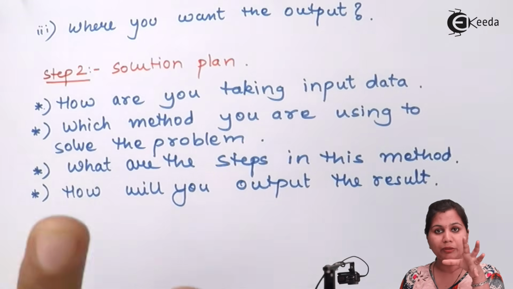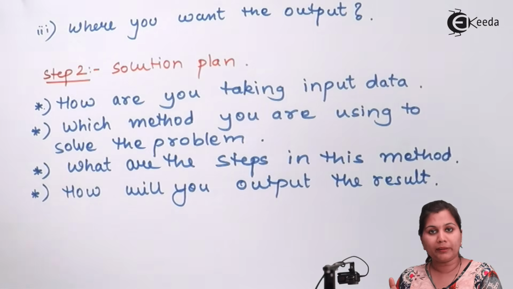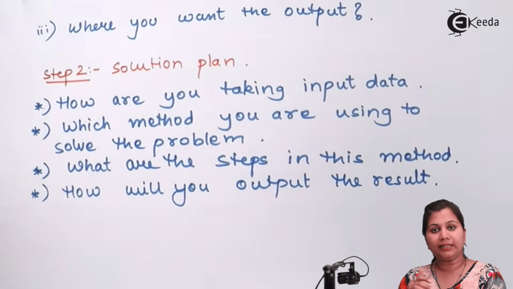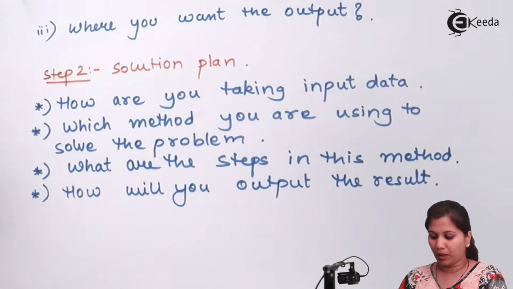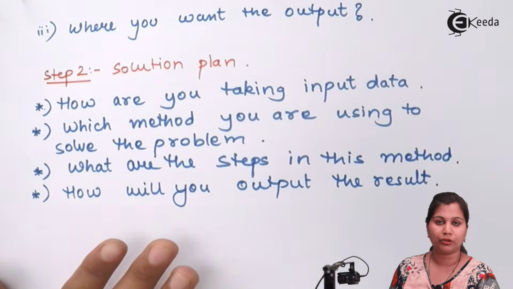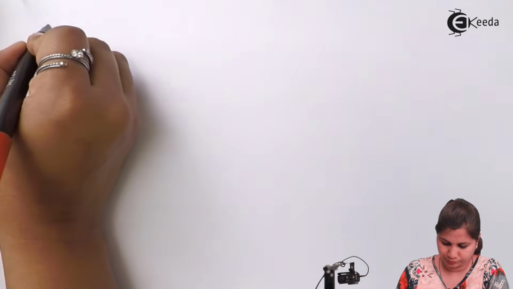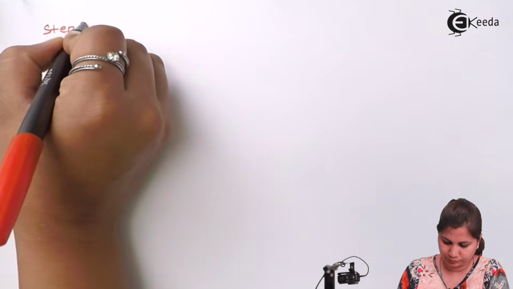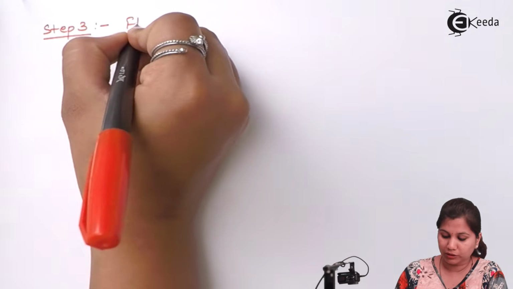So in this step number 2, you are portraying the steps that in this way I am going to solve my problem. Means you are planning how you are solving that program. Okay. Now comes step number 3. In step number 3, you have to draw the flow chart.